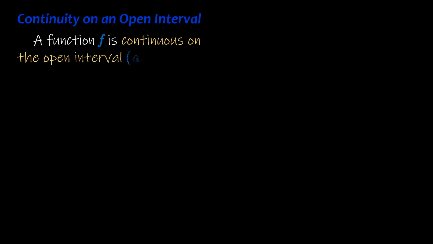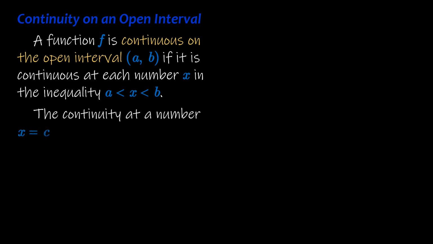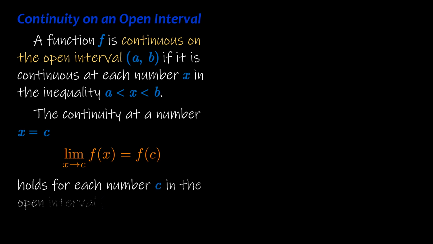Continuity on an open interval. A function f is continuous on the open interval (a, b) if it is continuous at each number in the inequality a < x < b. It means that the equation for continuity at x equals c holds for each number in the interval (a, b).